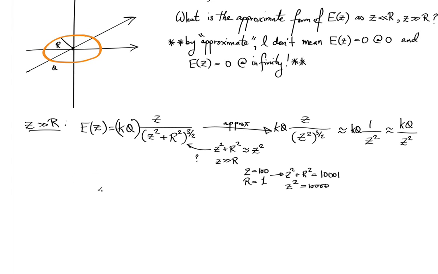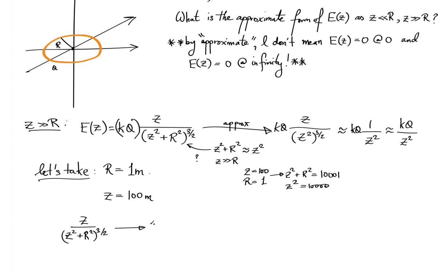So again, we can now plug in numbers to see how all this works. Let's take a couple of numbers. We'll set r always equal to 1 meter, and we'll say z is 100 meters. So if I evaluated the exact fraction, z over z squared plus r squared to the 3/2, and substituted in these values, the exact form would give me 0.00009985.